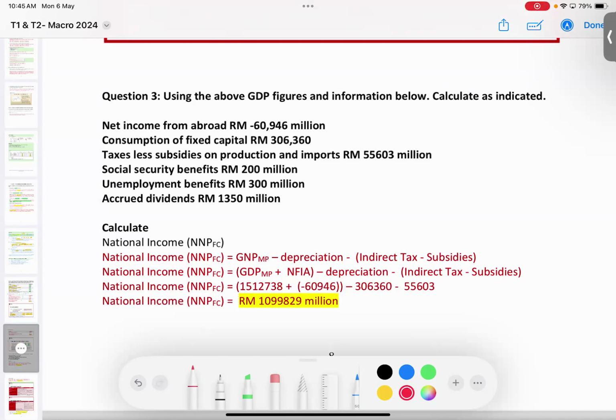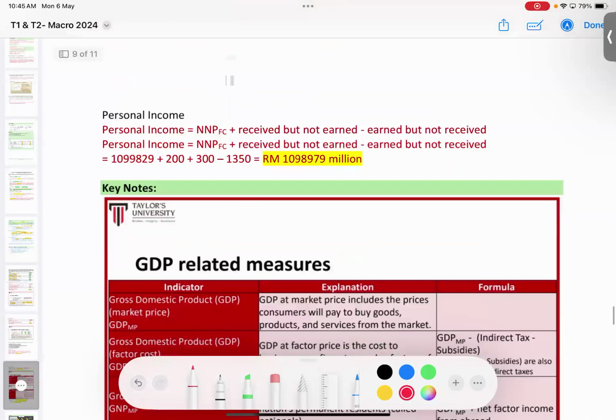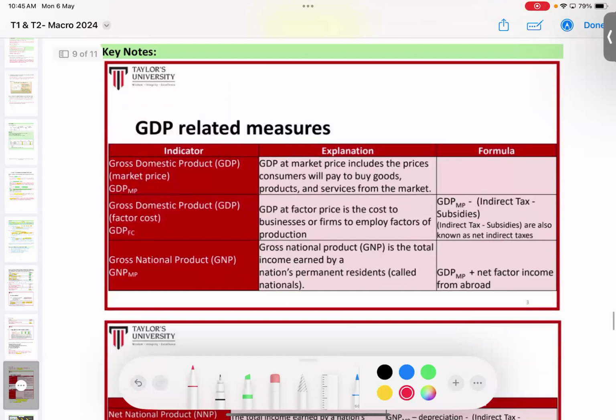So how is the formula? Now, I want you to refer to the slides here. It is quite helpful for you to revise. There are a few formulas that you need to take note of, that means you need to learn. First of all, when we talk about GDP, the GDP that we have been calculating is at market price, of the goods and services that consumers are buying. So that's what we have been calculating so far.